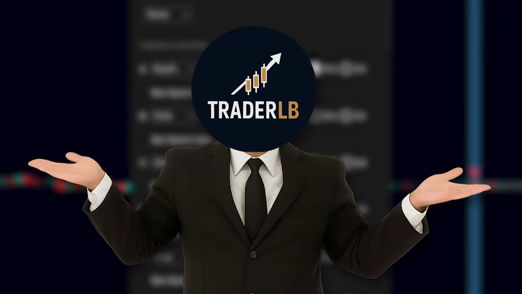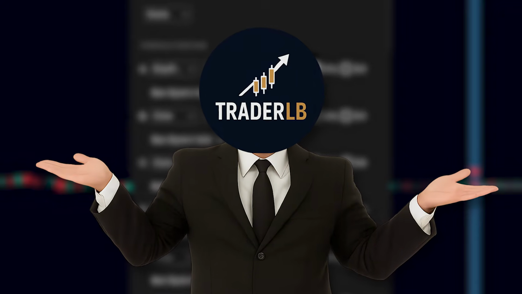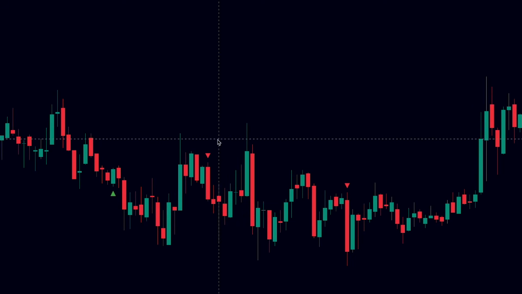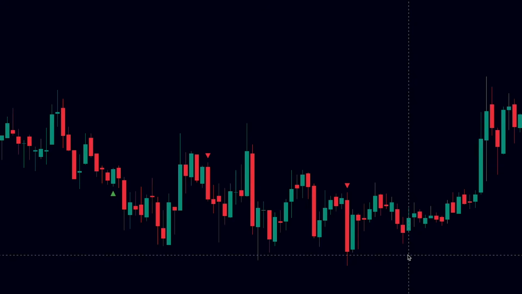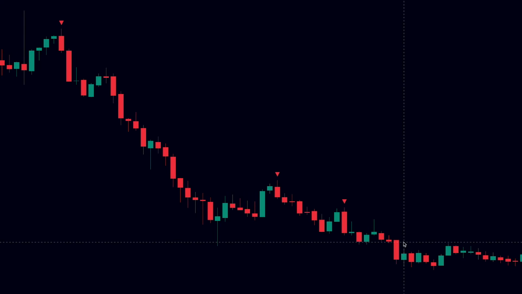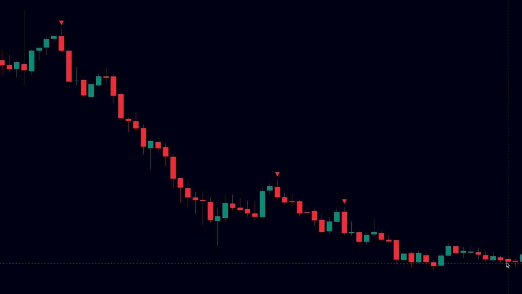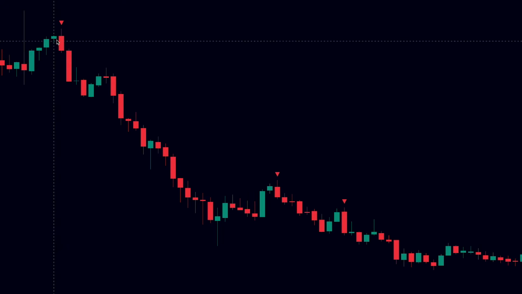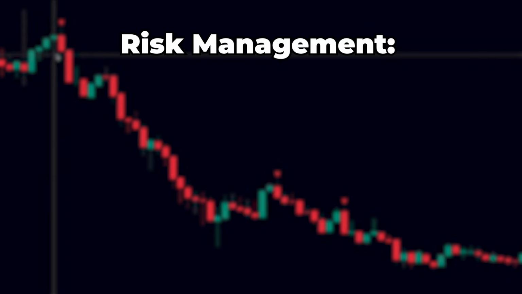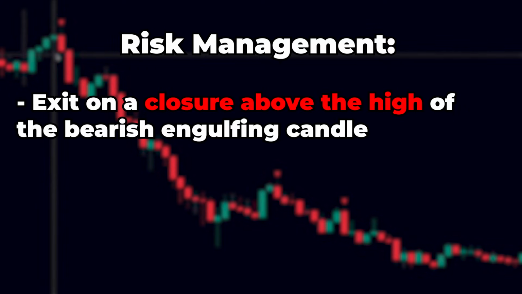And now figuring out the exit conditions is where it's going to get tricky. Like I said before, there are several times where the engulfing candle is a false signal, but there's also a lot of times where it's the exact best area to short. So we need a strategy that exits fast with small losses and tries to capture relatively big gains on the wins. So let's do this. Our risk management will be that we'll exit on a close above the high of the bearish engulfing candle, and then we'll have a fixed take profit percentage.